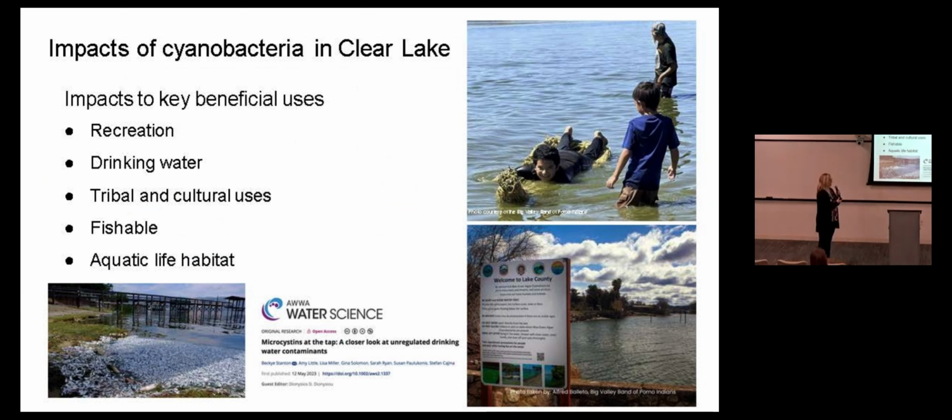So Stephen did a nice job of setting up harmful algal blooms. So I'll start with just how detrimental they are in the Clear Lake system. They basically impact all of the key beneficial uses within Clear Lake. Recreation, Clear Lake is a big bass fishing center, as well as a lot of other recreational sports. Drinking water, there's a lot of drinking water sources within Clear Lake, as well as really important tribal and cultural uses. There's multiple indigenous people groups around that lake. Angela did a good job of mentioning them at the beginning of this talk, as well as fishable and aquatic life habitat in this system.